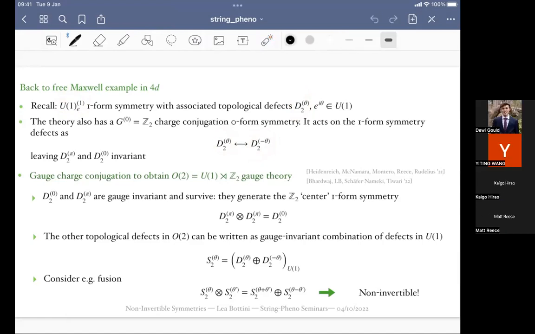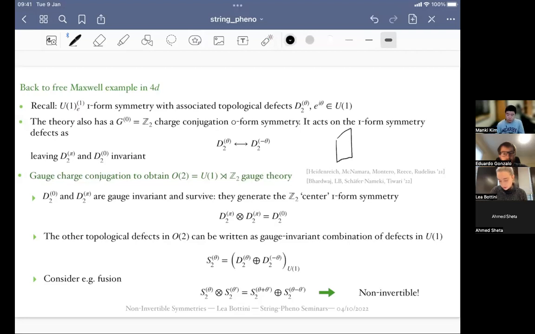So the picture is something like this. Suppose that this is the topological defect for the zero form symmetry. If you pass a D2(θ) through it, it will emerge as a D2(−θ). And notice that since it switches θ and −θ, it leaves D2(π) and D2(0), which is just the identity surface, invariant. Now we can consider gauging this Z2 symmetry and go to the O(2) gauge theory and ask what are the topological defects that survive in this O(2) gauge theory. First of all, the identity and D2(π) are gauge invariant, so they will of course survive.